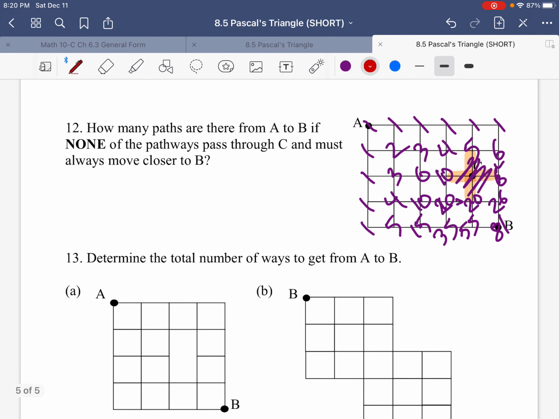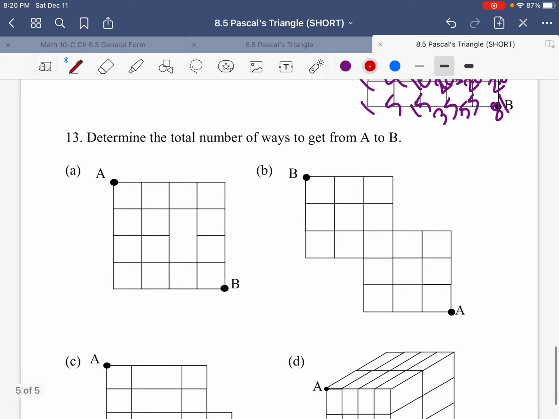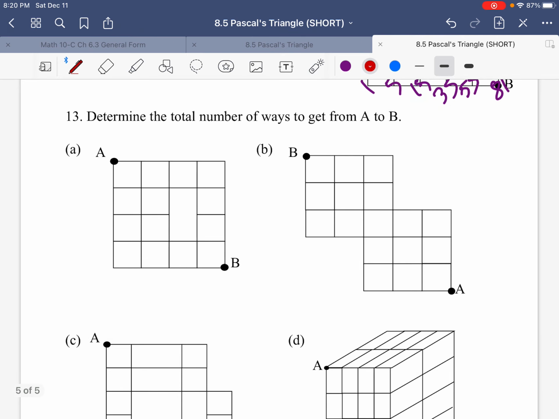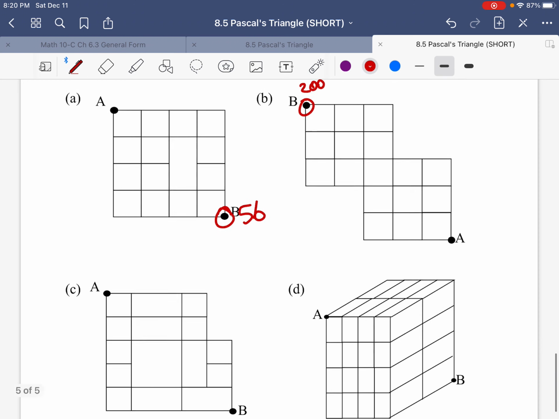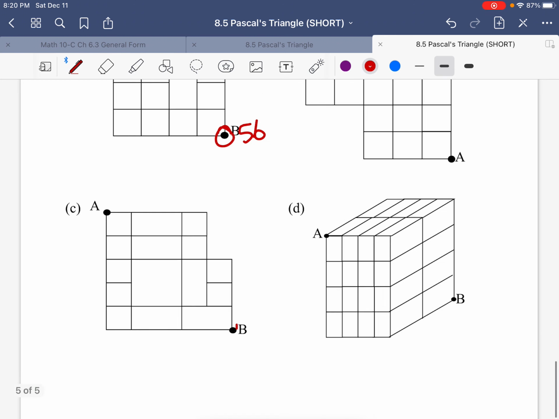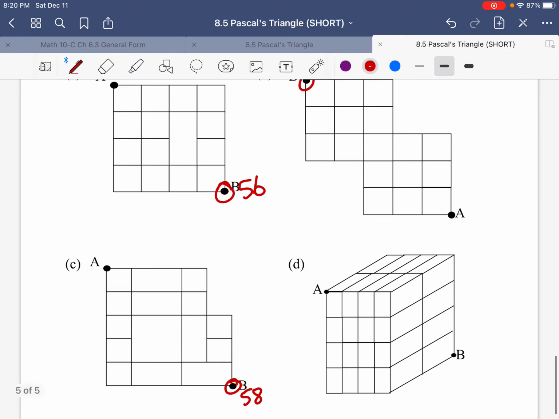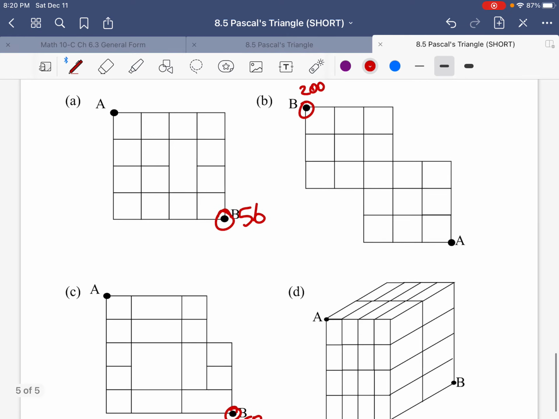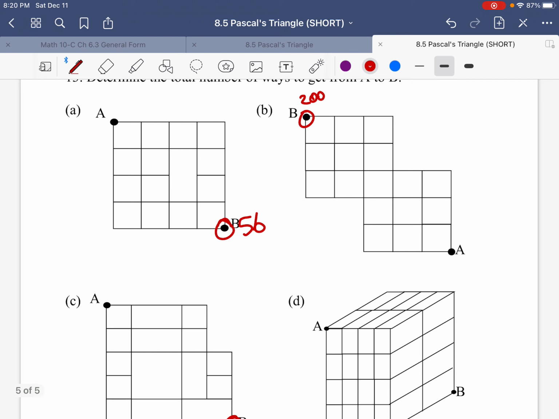All right. Now, here's some non-standard shapes I want you to practice on. Sorry, I know I'm going kind of fast. I don't expect you to be copying this out. I expect you to be following along. Now, total number of ways to get from A to B. I'm going to pause the recording, and I want you to prove that this is 56, A to B, and I want you to prove that this is 200. And I want you to prove that this is 58. So pause the recording. We'll come back and we'll compare our answers, okay?